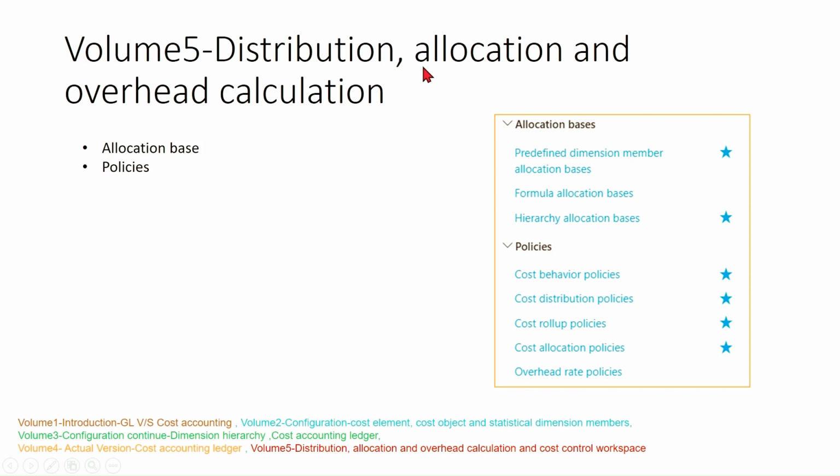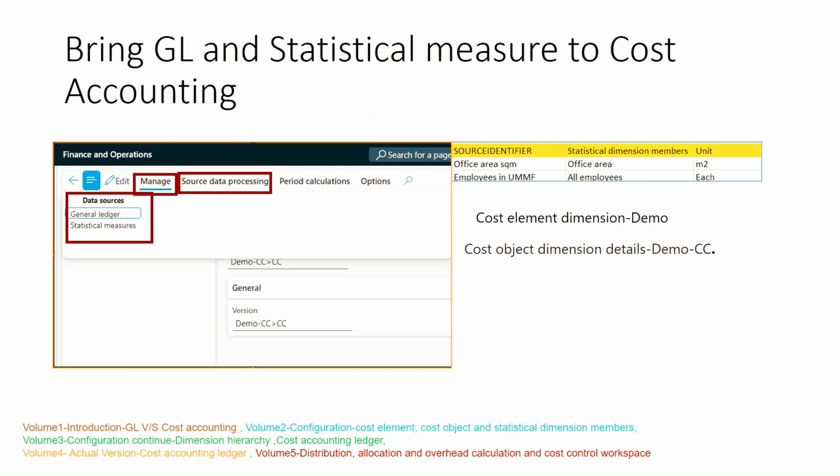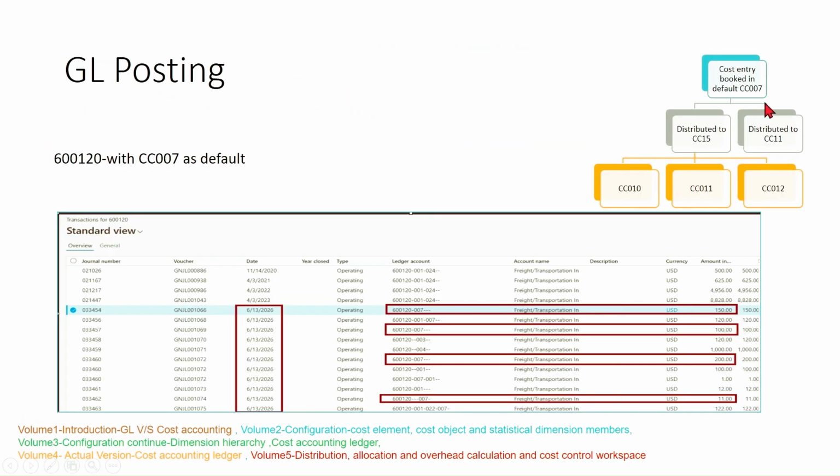So now we are going to see an allocation. In an allocation, as per our topic, we have decided that once distribution is done to cost center 15 and 11, as per our plan, I am supposed to allocate to cost centers 10, 11, and 12. So this is a rule which we want to continue, and for this we have an office square meter area, that is an allocation base which I'll be using, and then I'm going to allocate it.